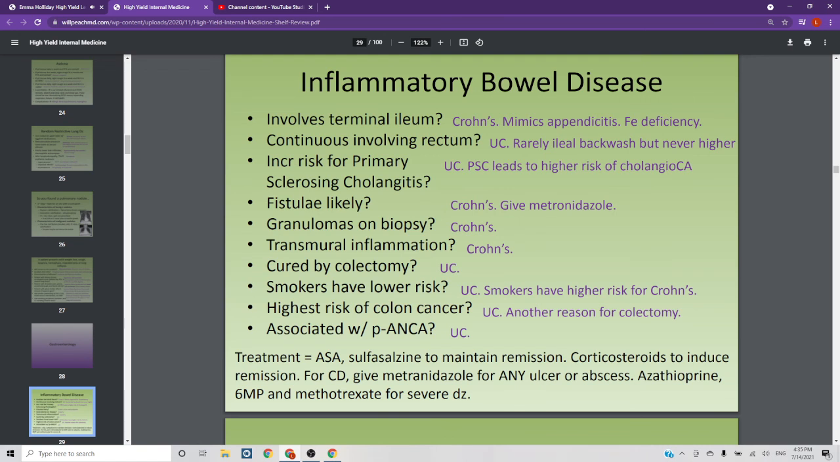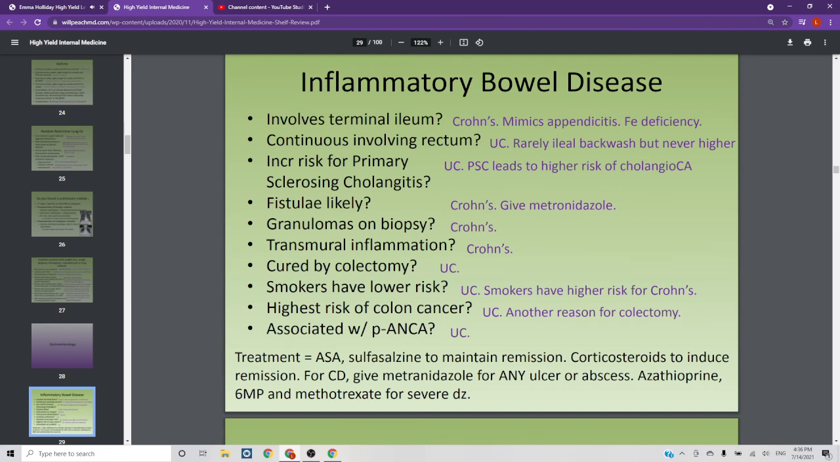Who has granulomas? Crohn's. Who has transmural inflammation? Crohn's. Who's cured by colectomy? UC. Who has a lower risk if they smoke? UC. So smoking increases the risk for Crohn's, decreases the risk for UC.